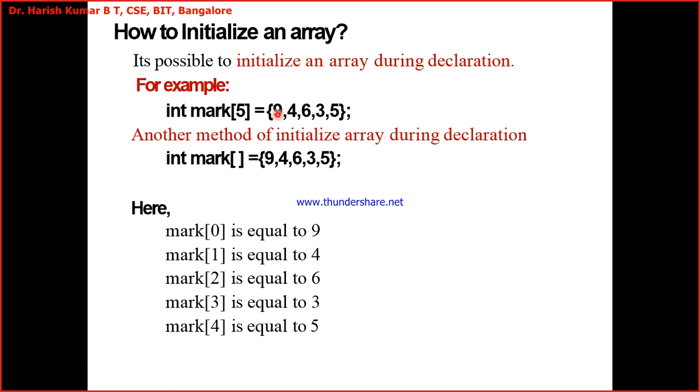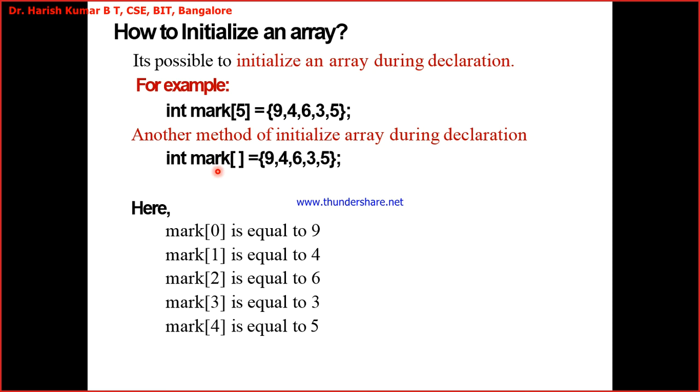Now you have the first element 9 stored at mark of 0. You can observe that at index value 0 of this array, you have 9 stored. At index value 1, you have 4 stored. At index value 2, you have 6 stored. At index value 3, you have 3 stored, like this. Since I have taken size 5, I can assign 5 elements to this array.